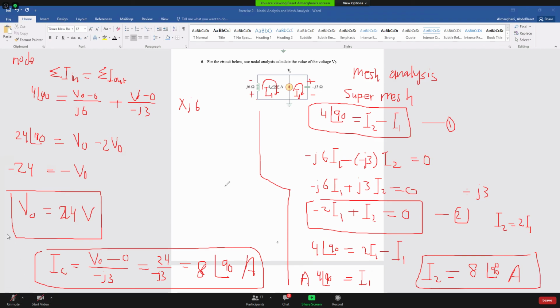So assignment 2 is lesson 3 and 4. Assignment 3 later, at the end of the week, is 5 and 6. Midterm, lesson 1, 2, 3, 4, 5, and 6.